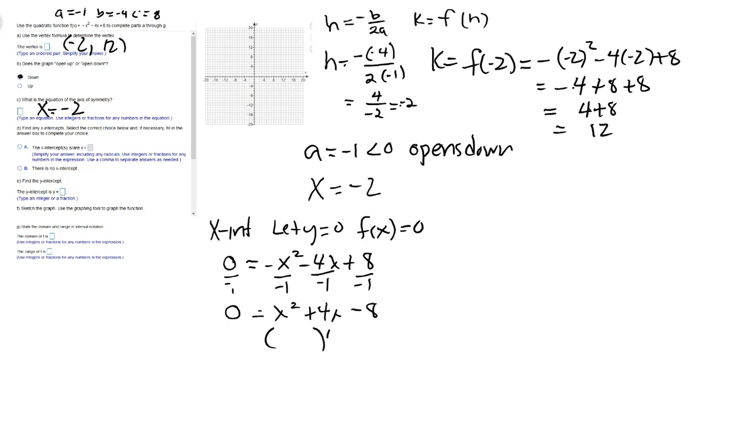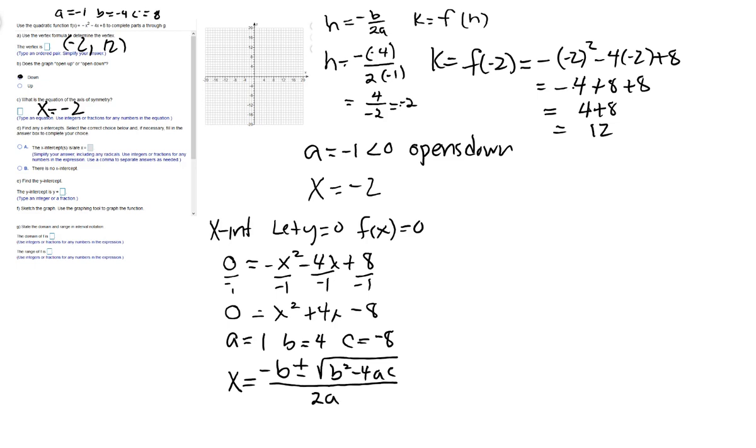I'll try to factor. So x and x. 8 is 4 times 2. I don't think that's going to work. So, since we can't factor it, we can use the quadratic formula to solve. So a is 1, b is 4, and c is -8. The quadratic formula is x equals -b plus or minus the square root of b squared minus 4ac all over 2a.